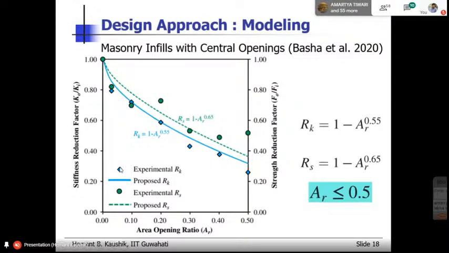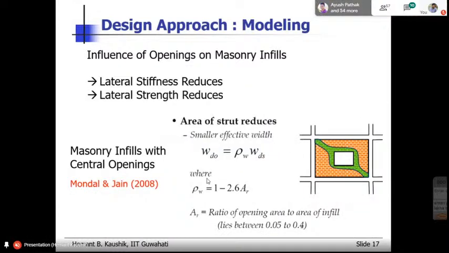You can see here that these marks, the pointers, show the experimental studies, and this line is actually the predicted result using these equations. So they match very well, both the stiffness and the strength. The interesting feature here is it gives you the reduction factor that you have to apply to the strut if you want to reduce the stiffness or the strength. So in other words, it will give you these factors so you can directly check the reduction in the stiffness or the strength. So this is one step ahead of this method that only gives you the effective width of the strut.